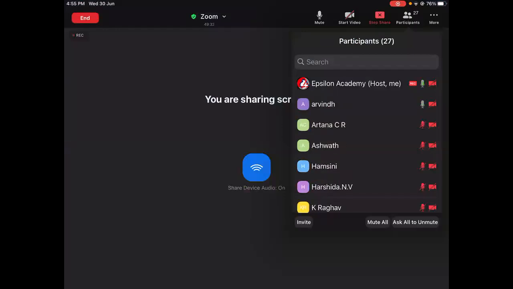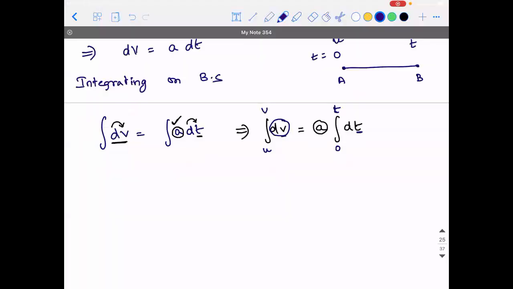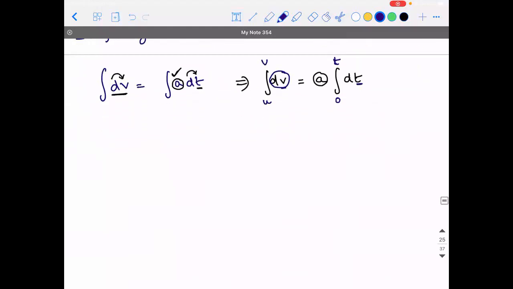Okay. So, what is integral of dv? Yesterday I told you, integral of the derivative of something will give you the variable which is inside. So integral and derivative are counter operations of each other. So integral of dv will be v. After you integrate, you will remove the integration symbol and introduce the limits. u to v is equal to a into, what is the integral of dt? t, between which two points? Between 0 to t.